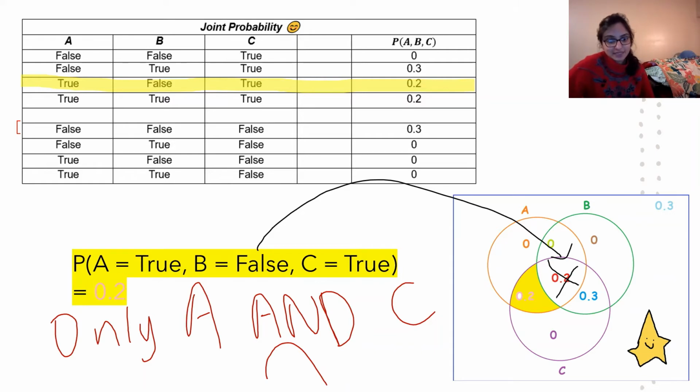So instead, we just use this part here, which is in yellow. This is the overlap between A and C, between the orange of A and the purple of C. This yellow is the overlap between A and C. So that represents a 20% probability here.